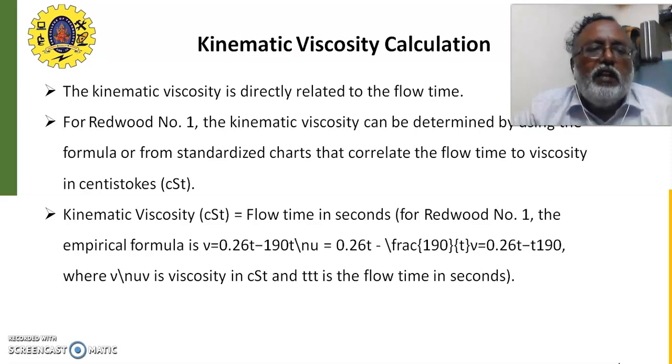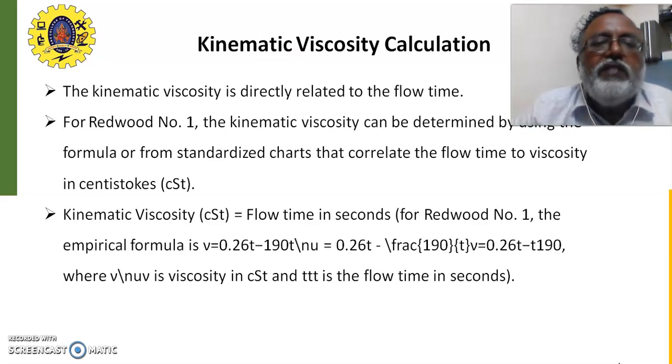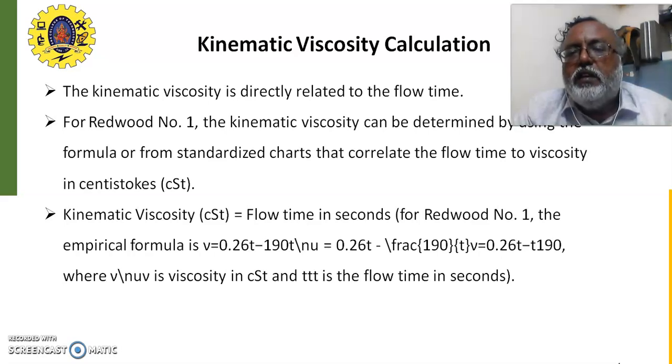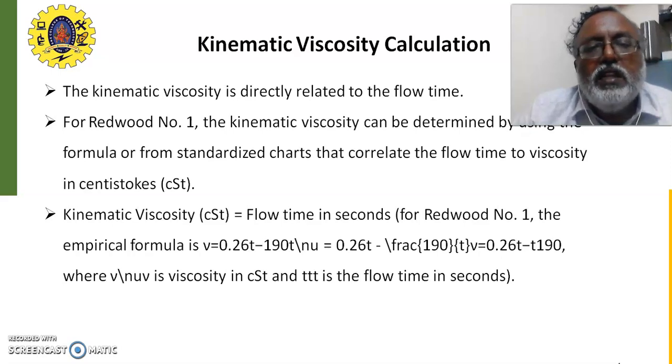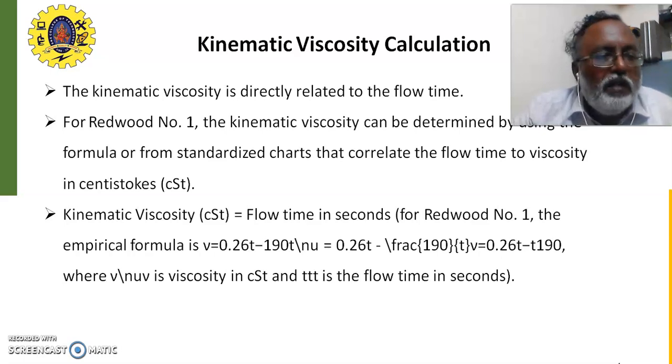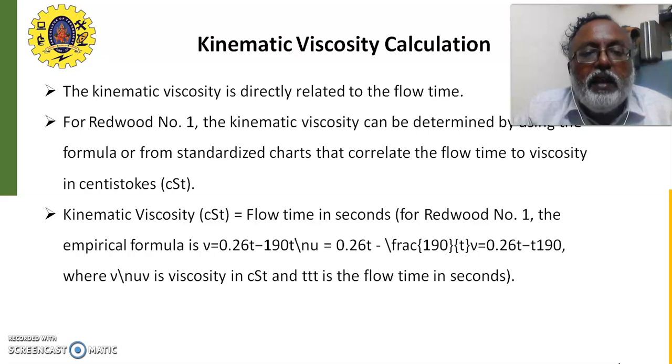Kinematic viscosity calculation. The kinematic viscosity is directly related to the flow time. For Redwood number 1, the kinematic viscosity can be determined by using the formula or from standardized charts that correlate the flow time to viscosity in centistokes. Kinematic viscosity is equal to flow time in seconds. For Redwood number 1, the empirical formula is V = 0.26T - 190/T.